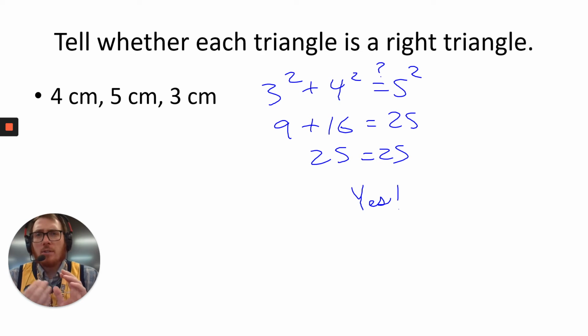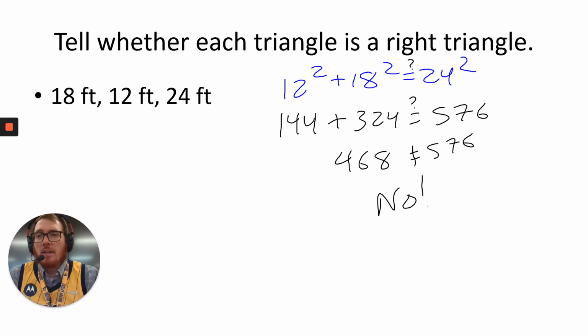Your work should look similar to this as you're going through these questions: initial setup, plug in, add together on the left side, and see if the answer is yes or no. Next one, 12, 18, and 24 feet. Remember, 24 feet has to be the hypotenuse because it's the longest side. 12 squared is 144, 18 squared is 324, equals 576. Just that alone, I know it's false, because 4 plus 4, this end spot's an 8 and it's supposed to be a 6. It ends up being 468 on the left side, so the answer is no.